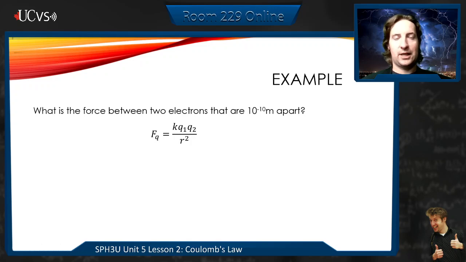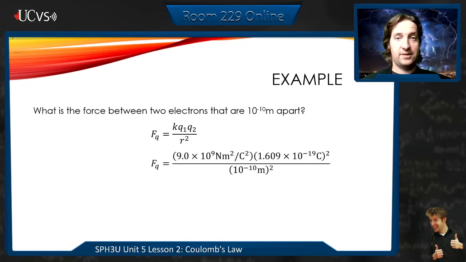If I have 2 electrons and they are 10 to the negative 10 meters apart, another name for that is an angstrom. This is a unit used to measure atomic distance. Atoms typically are in the 10 to the negative 10 meter size, so it makes sense that we could have electrons this far apart. What's the force going to be between them?